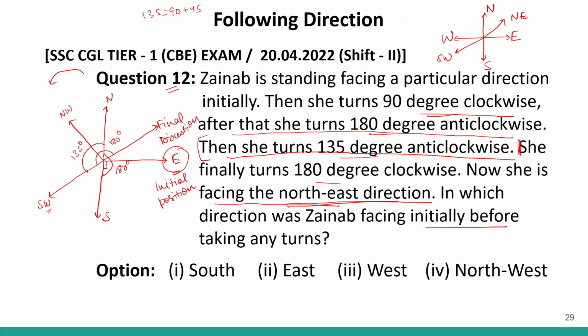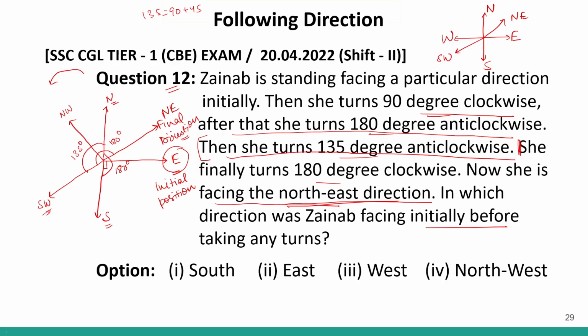A 90 degree clockwise turn from the initial position will get me to south. From here, 180 degrees anti-clockwise will give me north. From here, 135 degrees anti-clockwise will get me to southwest, and from southwest, if I move 180 degrees, it will get me to the final direction, which is northeast.